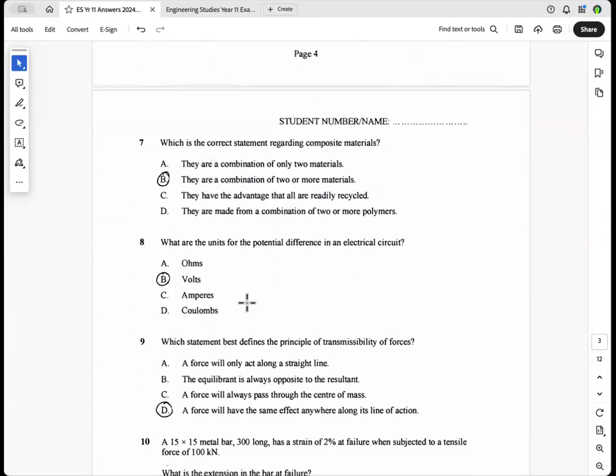Which is the correct statement regarding composite materials? Composite materials are a combination of two or more materials. It's not only two materials, it can be two or more materials. And so the final product takes advantage of the individual properties of the materials that have made up the composite. So B is the answer there.